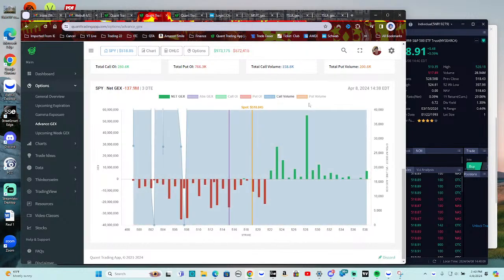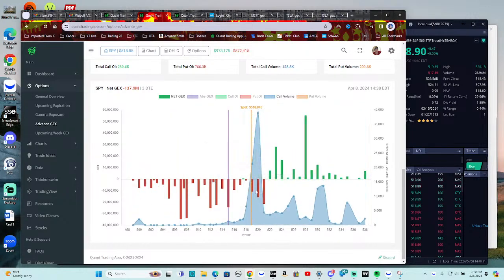And finally, we'll take out the call volume. See, now this is an issue for me. This huge call volume spike is at 520. You can even say a little below 520. Let's see what it says. 525, 15.7 million. Absolute GEX, 57 million. Right, so this, to me, would be a little bit of resistance. Not even a little bit. I would say a lot of resistance.